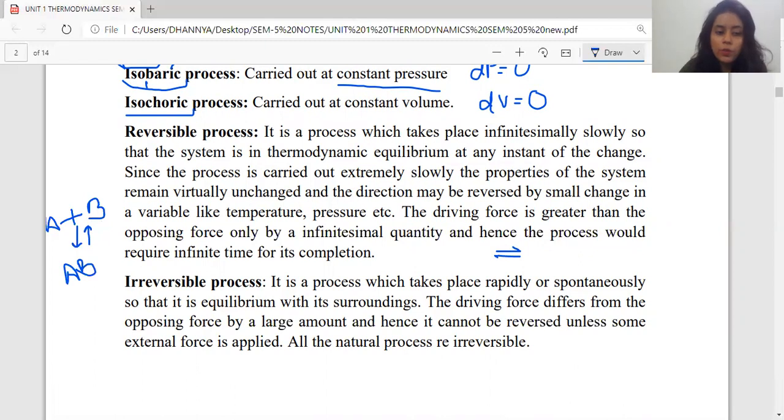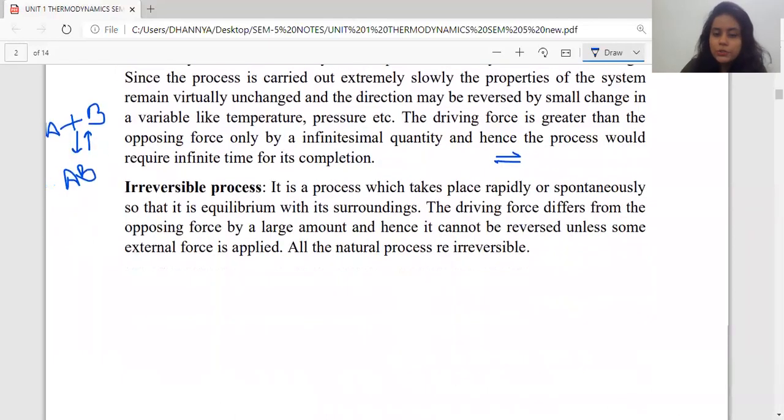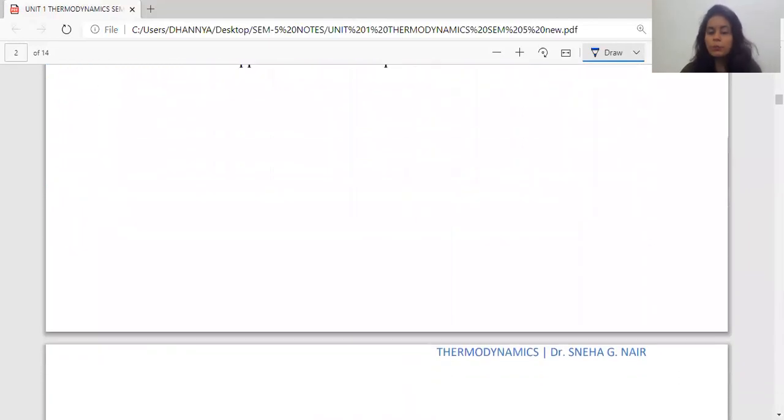Then we have another one, which is called the irreversible process. Irreversible processes are those kinds of processes which take place very rapidly, that is, they occur in a spur of the moment. The moment they combine, the product is formed, so they're not able to reverse. And generally all the natural processes that we know are irreversible in nature.